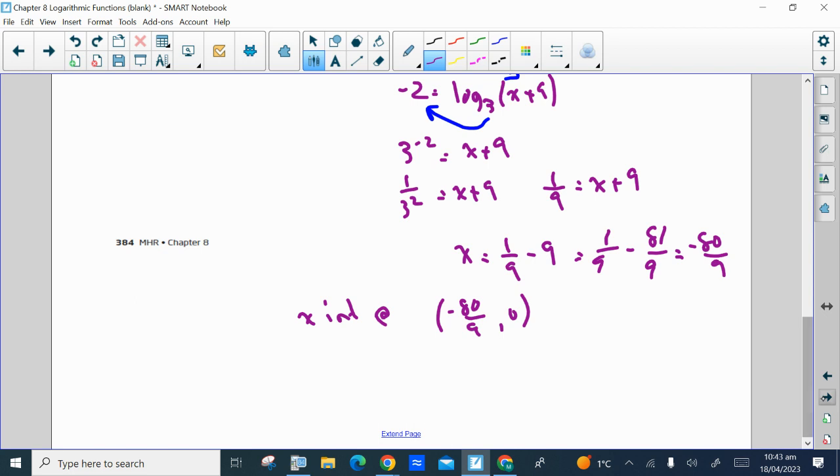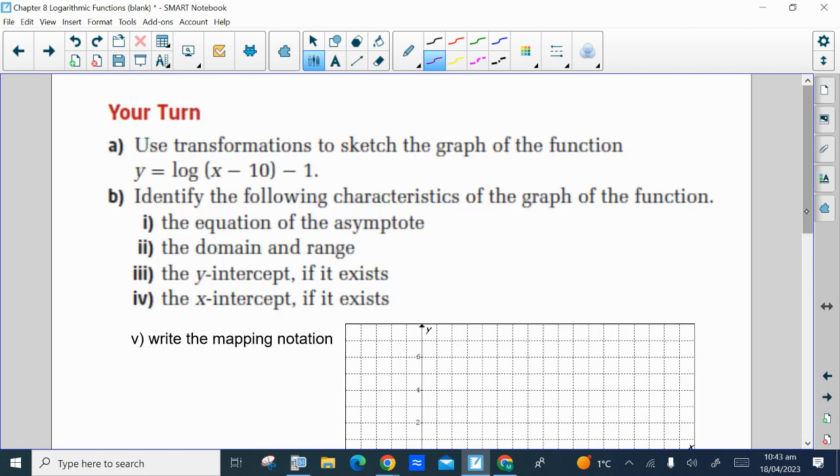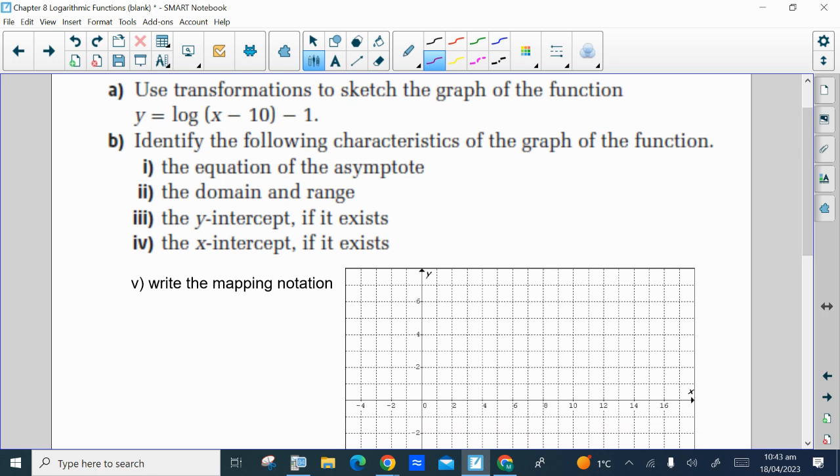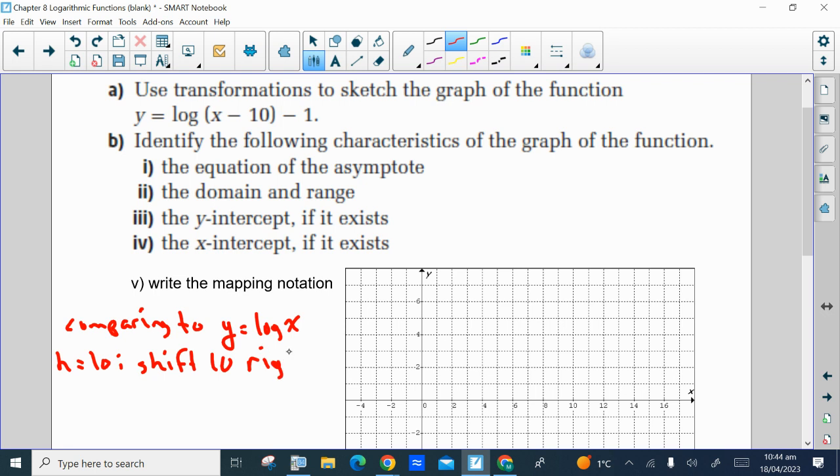Okay? So this one will be a transformation of y equals log x. There is no base there, which means it's base 10. So if we are comparing to y equals log of x, we again have an h value in this case of positive 10, which means the graph will shift 10 to the right, and a k value of negative 1, which means it's going to shift 1 down.